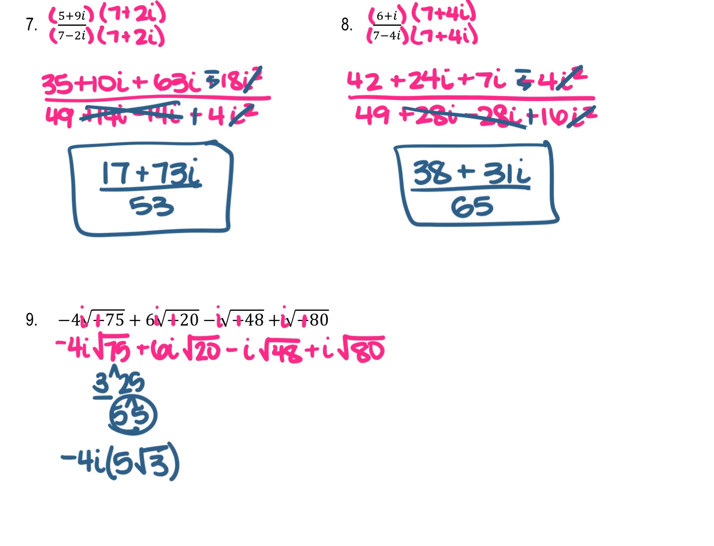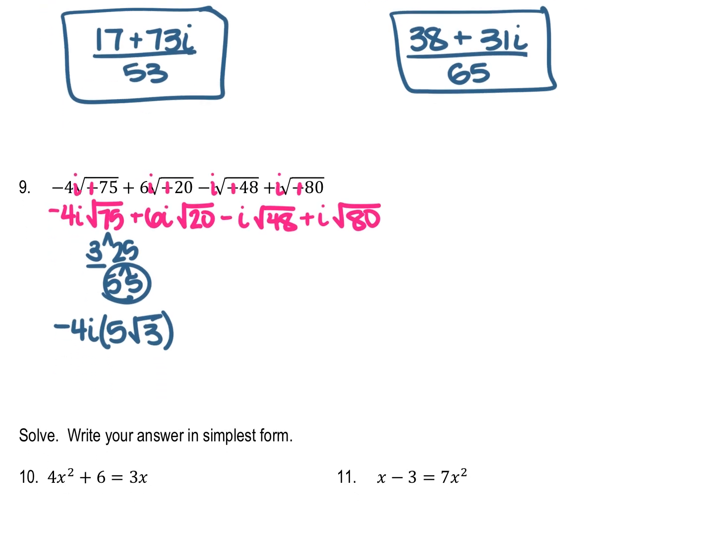For the 6i times the square root of 20, that square root of 20 is 4 and 5. The 4 is 2 and 2. Your 2s pair up, your 5 stays under, so that becomes 6i times 2 square root 5.